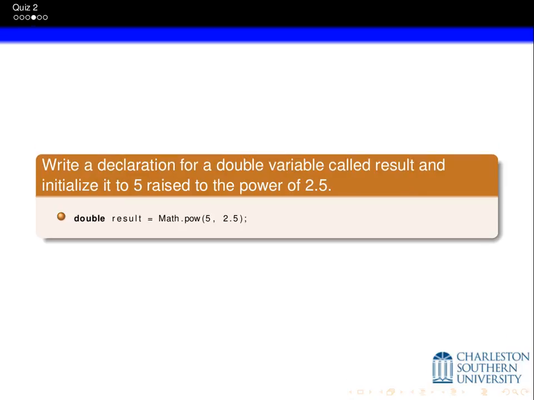Any questions on this one? Double result. We're going to have a variable called result. Its type is double. We're going to set it equal to, we're going to call the function pow, which is a member of the class Math, passing in 5 and 2.5. And whatever that returns, we'll stuff inside of result.